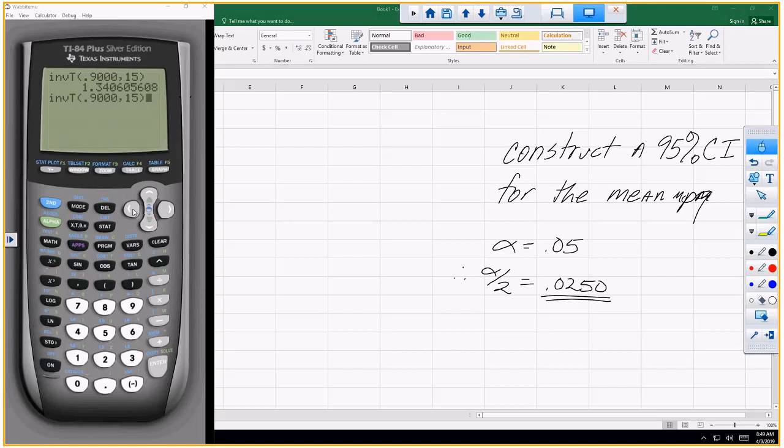Okay, so I'm going to back up here, and instead of typing in 0.9, I'm going to type in 0.0250. Enter. I get 2.13. Now, again, use the absolute value, just like the z-score. So 2.131, write that down. T is equal to 2.131. And now we're going to plug and chug.